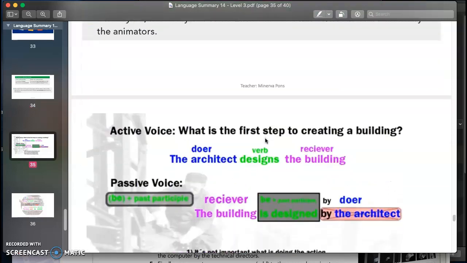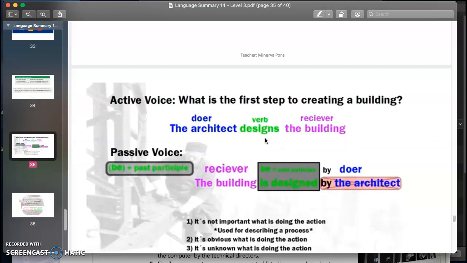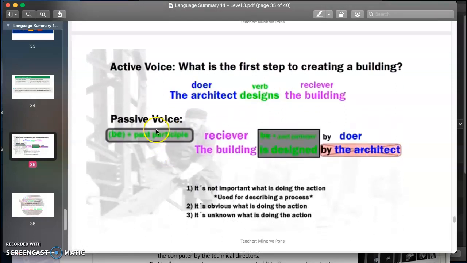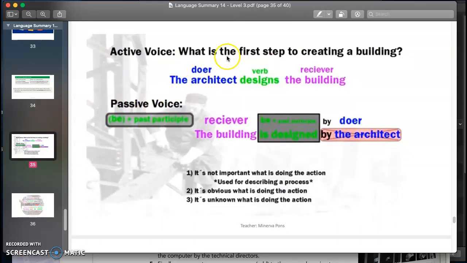So this is something that we have seen before, the active voice. Remember that we use the active and the passive voice. In this case, we're using the passive voice. So we have the architect designs the building. But when you are using the passive voice, the receiver, which is the building, goes first. So the building, then we use the verb to be plus past participle. The building is designed by the architect. And that one you can delete or not, because it's obvious that the building is designed by an architect.